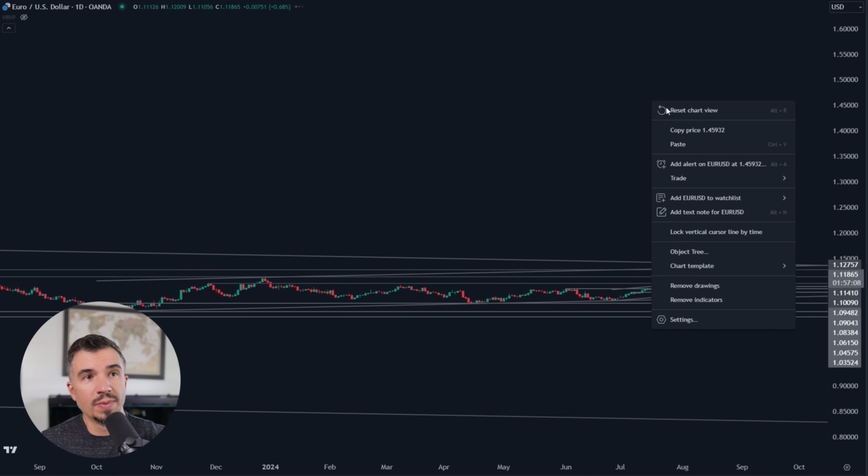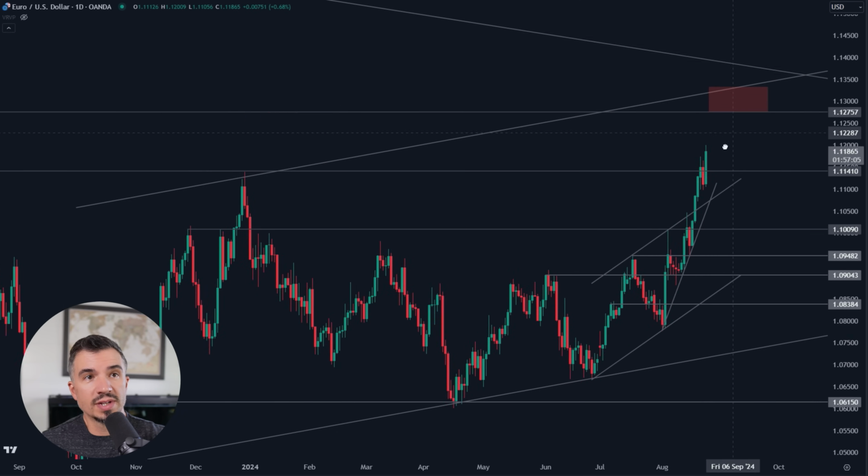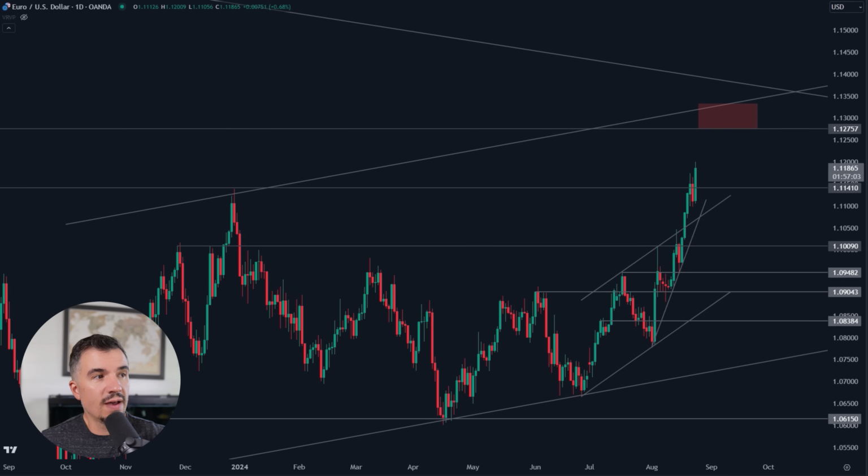And if you look at the daily, this area comes in very close to the top of this ascending channel. So we have the top of this ascending channel up here. Okay, so toward the top of this red box. Then we've got this level right here, which is the top of that descending channel from 2009. So this entire area up here is going to be one to watch here for the euro.